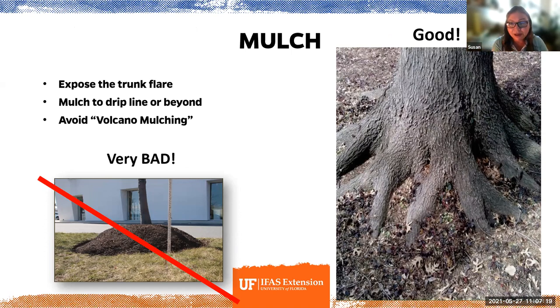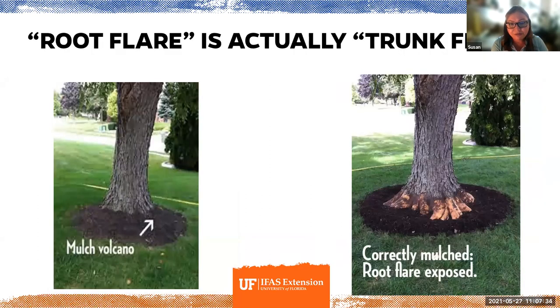You don't want to ever practice volcano mulching, we call it, where you can see on the left with the line through it. That is a very bad practice. That is very, very detrimental to a tree. So here you can see on the left, the mulch volcano. And then if the mulch is removed, it obviously was there for a long time, and the trunk flare there has already been damaged. So you want to avoid that at all costs by, from the get-go, not mulching too close to that trunk flare, and covering up the natural flare of the roots.